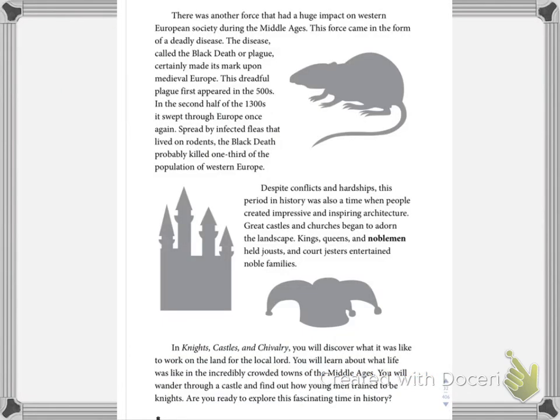Okay, there was another force that had a huge impact on Western European society during the Middle Ages. This force came in the form of a deadly disease. The disease, called the Black Death or Plague, certainly made its mark upon medieval Europe. This dreadful plague first appeared in the 500s. In the second half of the 1300s, it swept through Europe once again. Spread by infected fleas that lived on rodents, the Black Death probably killed 1/3 of the population in Western Europe.